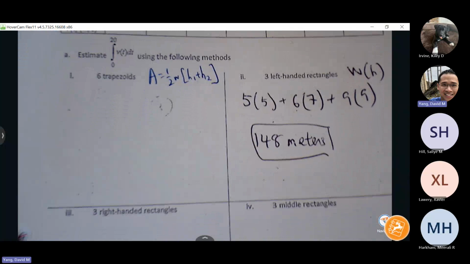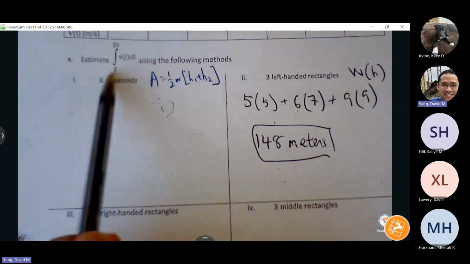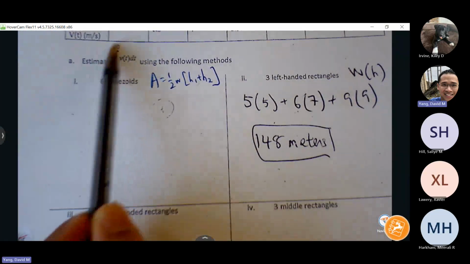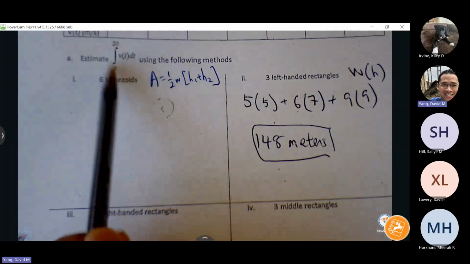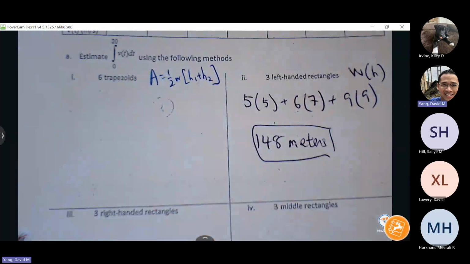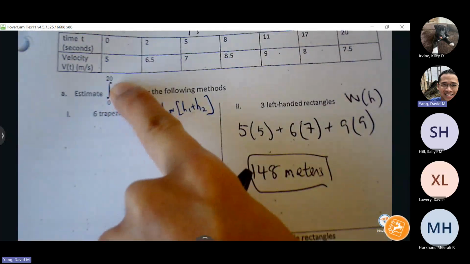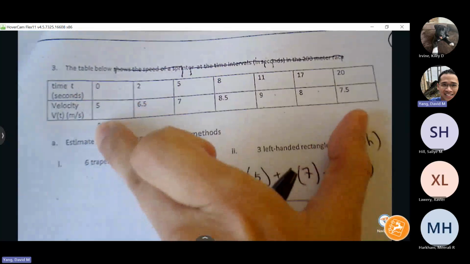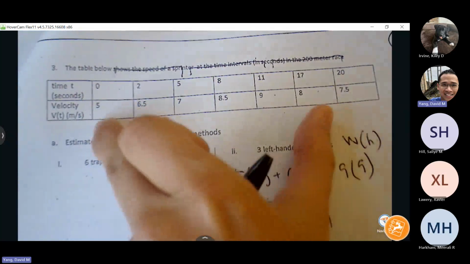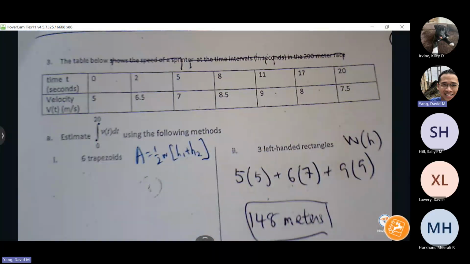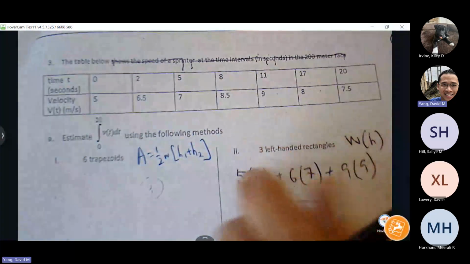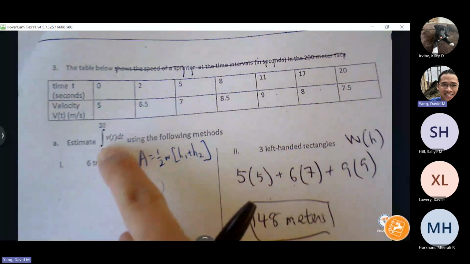Okay, three right-handed rectangles. Now, all of these problems are between 0 and 20, but just be careful on the test. The bounds of the integral may change, right? So whenever you build your rectangles or your trapezoids, always pay attention to what your bounds are. Don't assume that it's always going to take up the entire table. It may be just a portion of the table, and sometimes that throws students off. They're like, I can't build three middle rectangles when in fact they're starting at a wrong place.